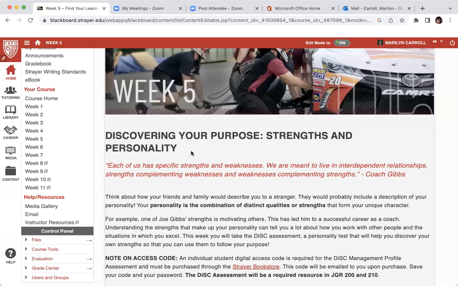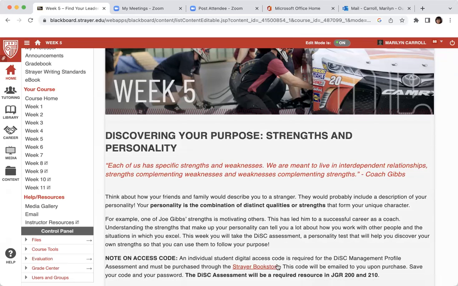For those of you, I wanted to show you one more thing before we go there, because I have some phone calls coming to me and you guys saying, Dr. Carol, I don't know where to find this information. So if you go into week 5, it says discovering your purpose, strengths, and personality. Note on access code, an individual report down here. Digital access code is required for the DISC management profile assessment and must be purchased through the Strayer bookstore. The code will be emailed to you upon purchase. Save your code and your password.